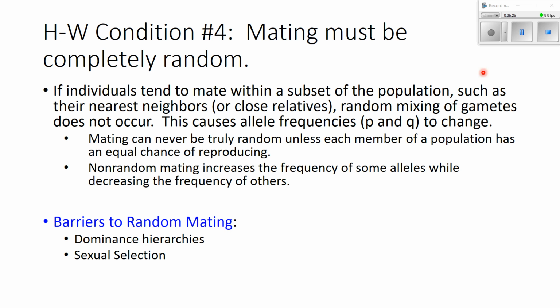Now, just by definition, mating can never be truly random unless each and every member of a population has an equal chance of reproducing. Non-random mating increases the frequency of some alleles while decreasing the frequency of others. So if the mating is not truly random, P and Q values will change. Now, you think, well, why would it not be random? You know, what factors might prevent the mating from being truly random? And I can give you two really good examples.